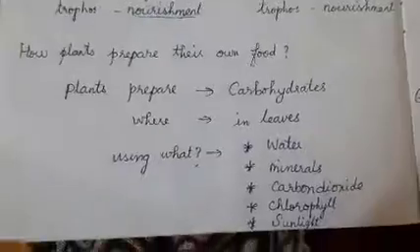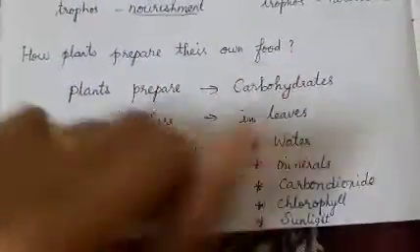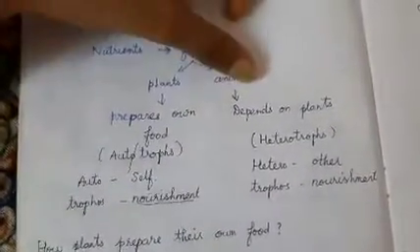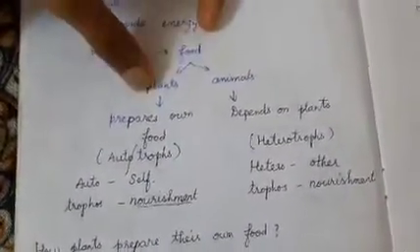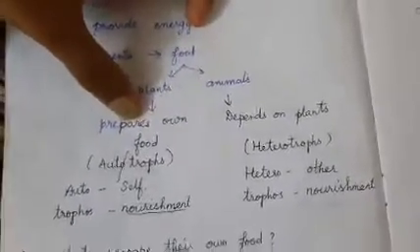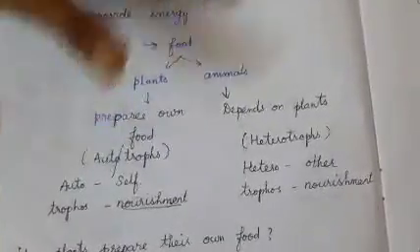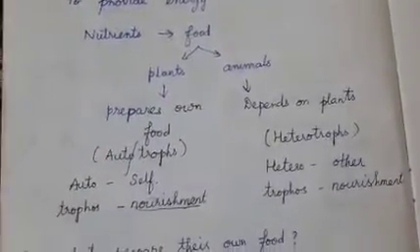So, the next question is how plants prepare their own food. We saw here that animals depend on plants. But how do the plants get the food first? How do they synthesize it? We know that they are autotrophs, that is, they prepare their own food. But how come? What is actually happening in the plants?